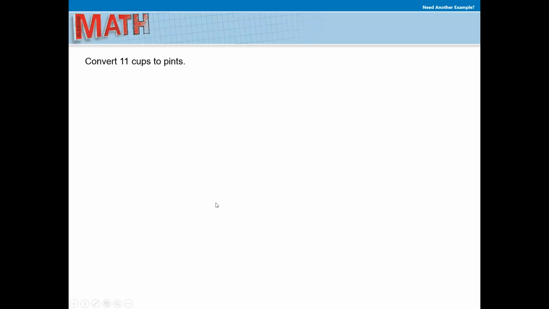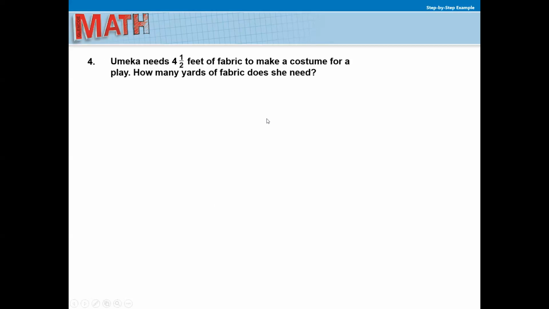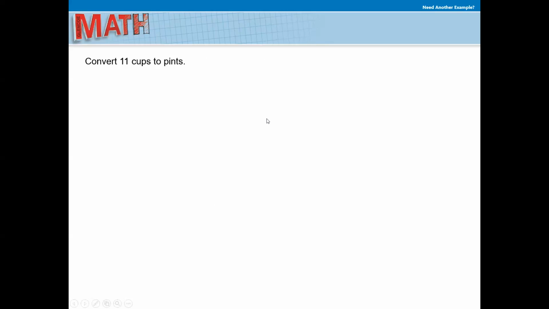Here's another example. Convert 11 cups to pints. So visualize a cup. A cup has 8 ounces in it. But you've got a cup and a pint. A pint is bigger than a cup. There's actually 2 cups per pint. So convert 11 cups to pints. We multiplied by the inverse operation last time. Pause the video, show all your work in your math notebook, press play when you're ready to begin.